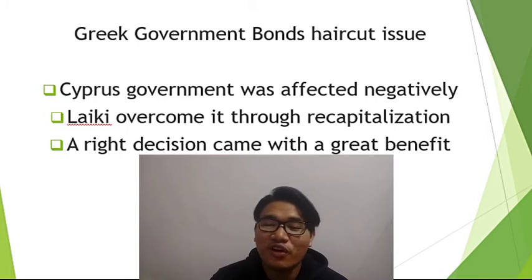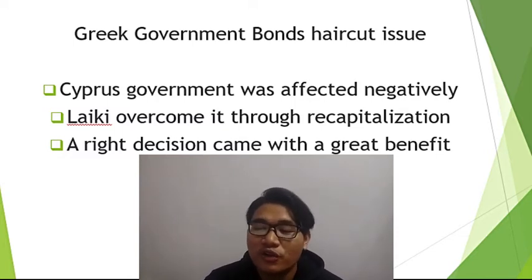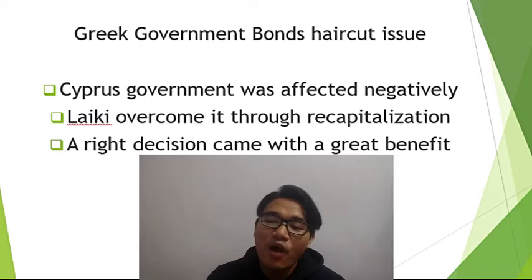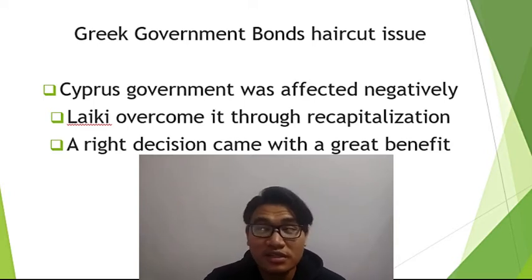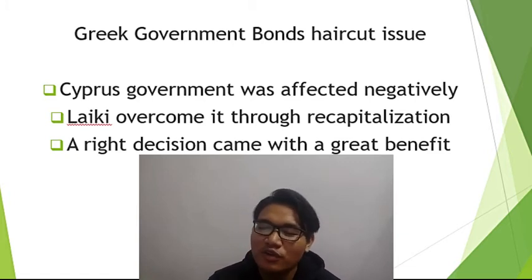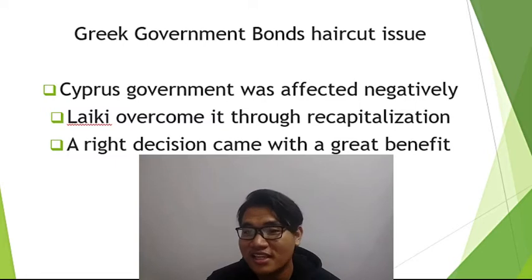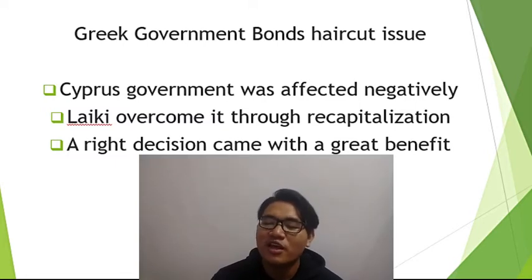The next point is the Greek government bonds haircut issue. By decreasing the capital of existing shareholders, Laiki managed to overcome this loss and gained about euro 1.8 billion through recapitalizations. However, the Cyprus government certainly made a mistake by subscribing to shares, as the existing shareholders had to pay Laiki 4 times the market price of shares in the second quarter of 2012, which is 10 cents compared to 2.5 cents, which also led to reducing the number of shares they receive.